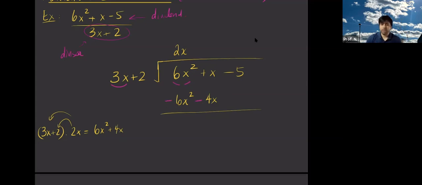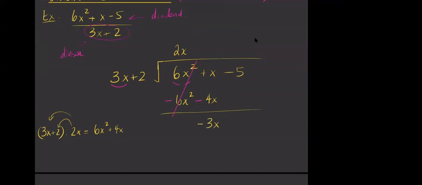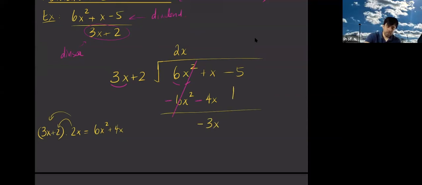And then when you subtract, what happens? 6x squared minus 6x squared goes out of here. And then what do you have? x minus 4x, which is what? Negative 3x. And then you bring down what's not used, -5. Does everybody see those sequence of steps? If you understand those sequence of steps, all you have to do now is repeat them until you get a remainder.